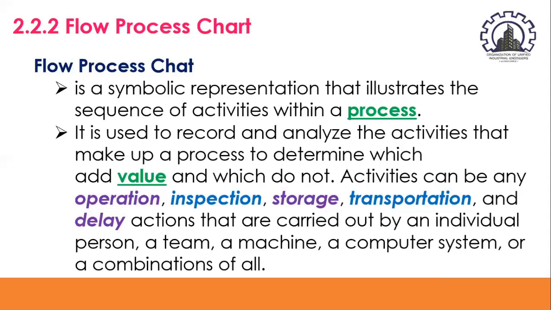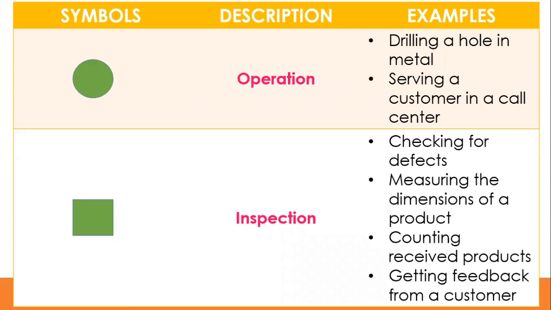So what are the symbols used in the flow process chart then? Well, the symbols that are usually used in constructing a flow process chart, first, would be the circle. Circle represents operation. An example of operation is when the operator is drilling a hole in metal. Also, serving a customer in a contact center. These are all operations. So if it's an operation, the symbol we will be using is the circle.